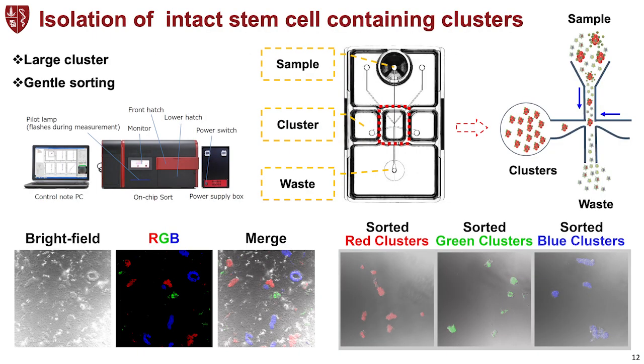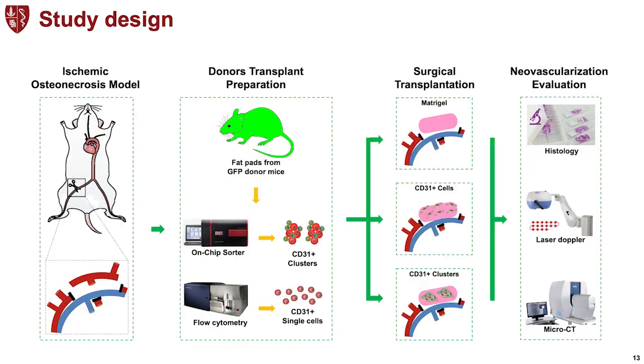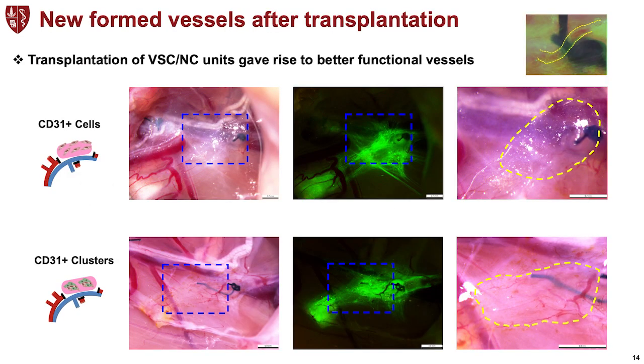So here we used a microfluidic-based sorter, which can help us sort those larger clusters, and the sorting process is very gentle. With this sorter, we can isolate specific clusters from the dissociated cells, and we compare the clusters, vessel stem cell clusters, and dissociated cells in a transplantation setting. After transplantation, we can see the clusters could form more vessels and carry more blood. Here's a short video to show the newborn vessels carrying blood and to rescue the ischemic.